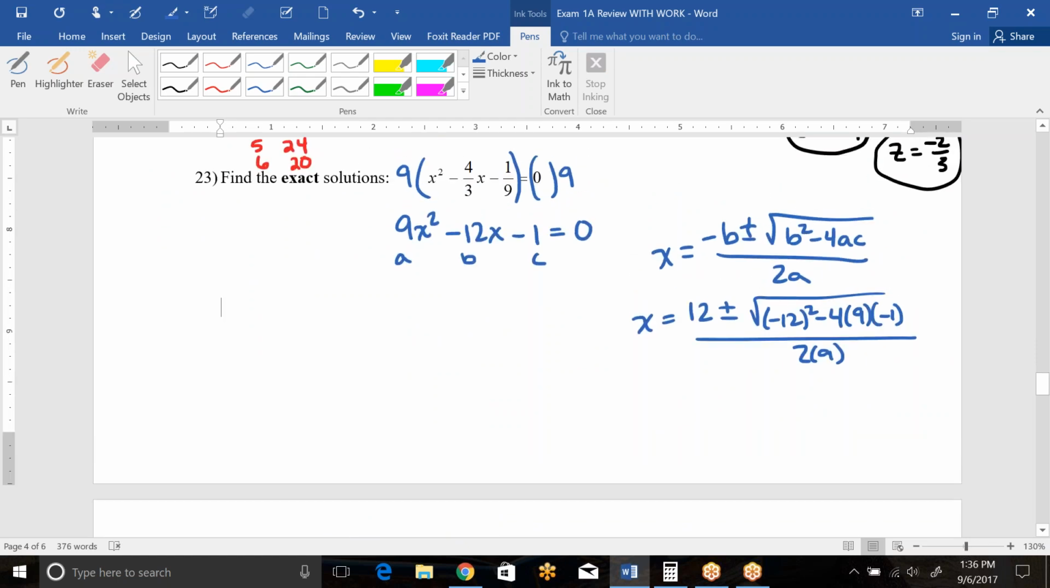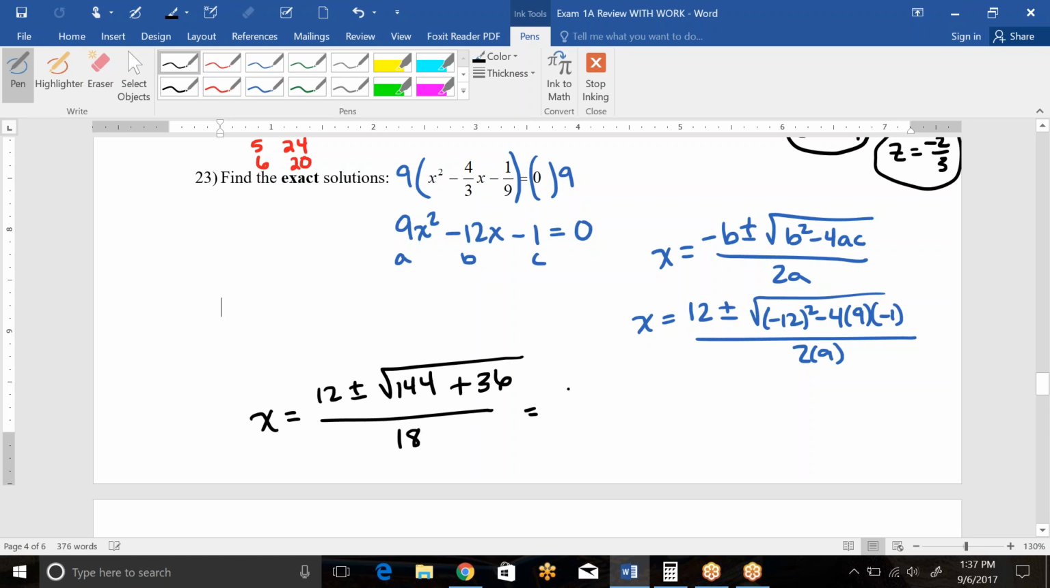Okay, so we're looking at working out the inside of the radical first. So negative 12 squared is 144. So I'm going to work over here a little bit. So 12 plus or minus square root of 144. This is negative 4 times 9 times negative 1. So that's negative 36 times another negative would be positive 36, all over 2 times 9 is 18.